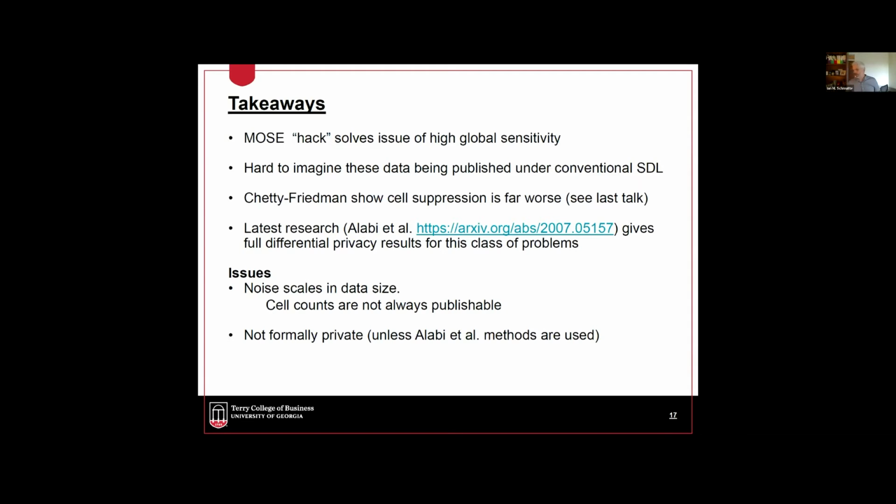So takeaways from this first application: this MOSE hack, maximum observed sensitivity envelope hack, solves the issue of high global sensitivity. It's hard to imagine these data being published under a conventional statistical disclosure limitation. And as I showed in the first talk, if they had been allowed to do it through suppression, it would give far worse inferences. And of course, we'd not be able to do privacy-aware analysis in the same way. There's new research actually published on arXiv just this month that gives full differential privacy results for this class of problems. And so there's progress currently being made on this sort of problem.